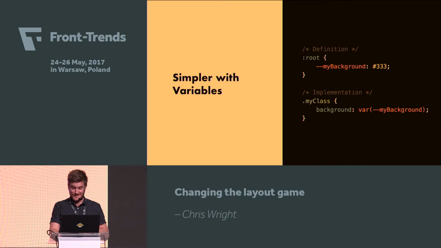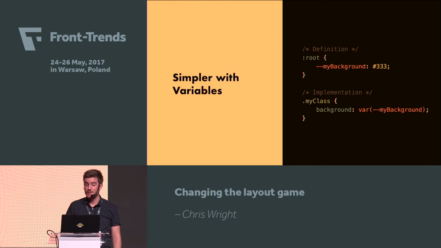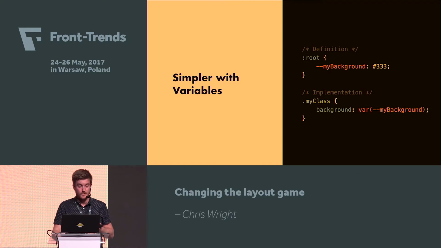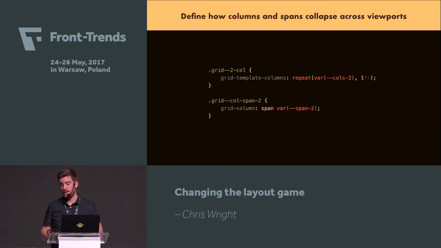It does not want to show that. So with CSS variables, you can define values and implement them anywhere in the style sheet. And that can make things even simpler for making your layout. So one thing you can do is define how columns and spans collapse across viewports by defining what a column or span will do when it is at its baseline, and then what it does when it's behind a media query. And we just implement that in one single line of code, and the bit that needs to change, its calculation, that's isolated in one place.